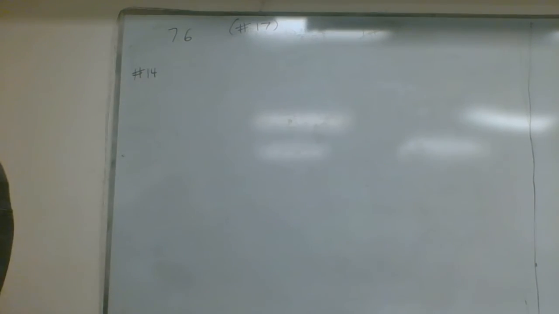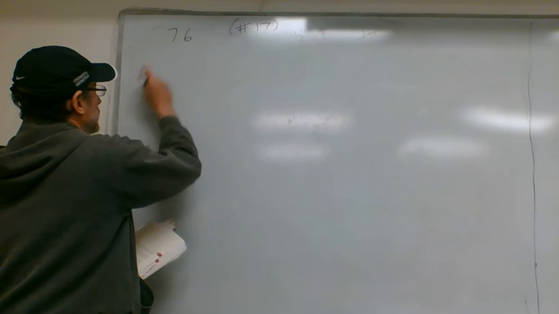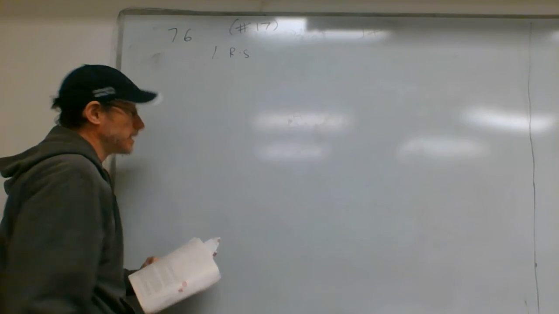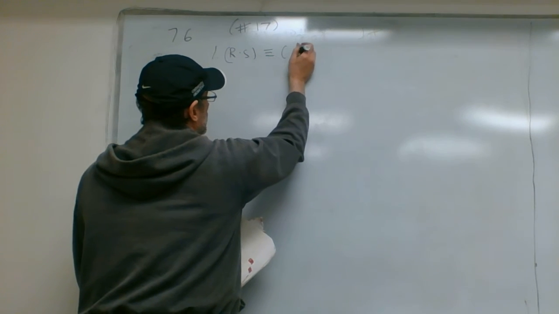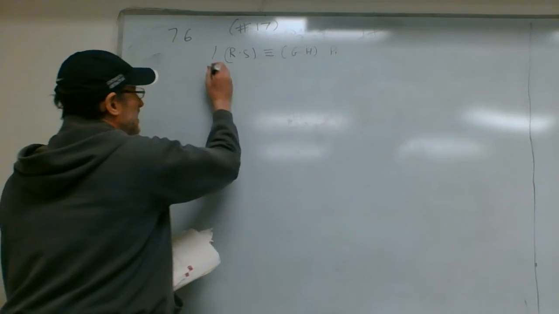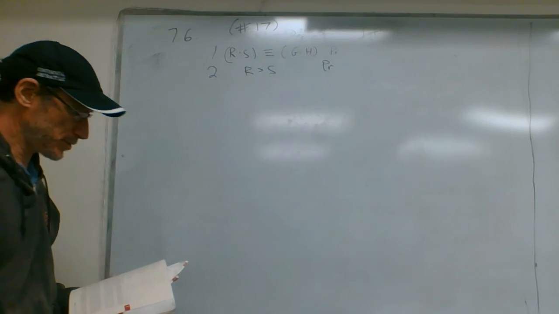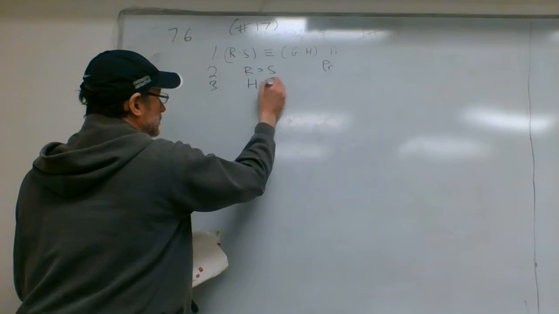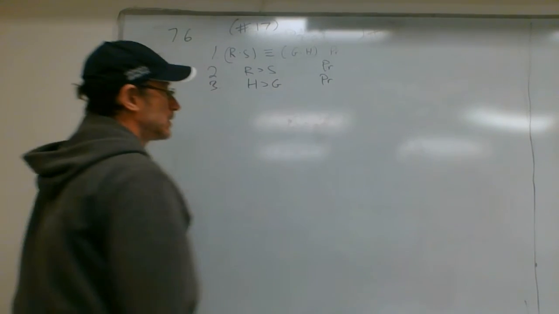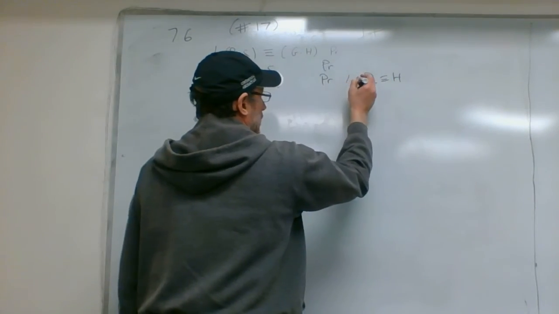Number 17 looks like this. Okay, we're going to have R dot S biconditional G dot H. We're going to have R horseshoe S, H horseshoe G. And we're going to have R biconditional H as the desired conclusion.